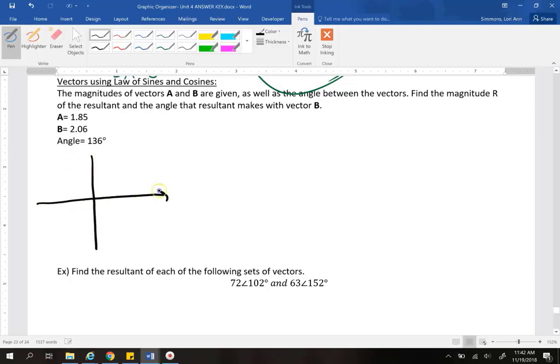Here we have our x and y coordinate. We're always going to start in the standard position, and we're going to go 136 degrees. I'm going to call this vector b, vector a. Now our magnitude is going to be somewhere in between these two vectors.